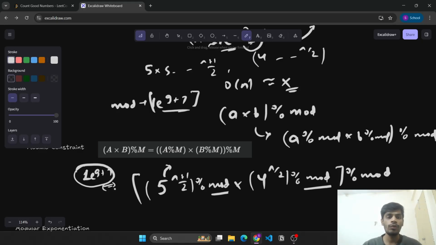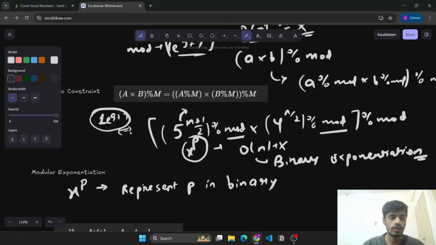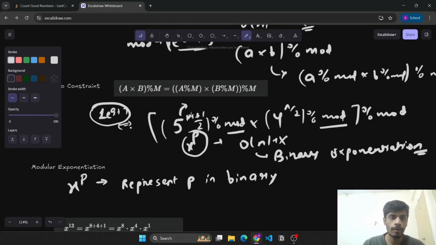Alright. Now how do we compute x to the power p efficiently, since the big O of n complexity is not allowed here? There is a concept of binary exponentiation. You can maybe look it up, or I will explain it here. Here we need to calculate 5 to the power (n+1)/2. The integer value represented by (n+1)/2 we will represent in the form of a binary representation.